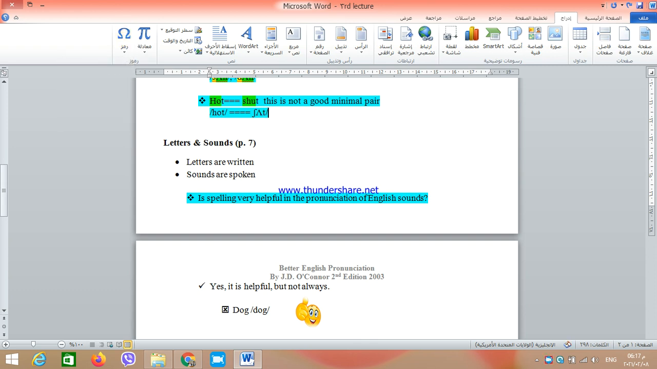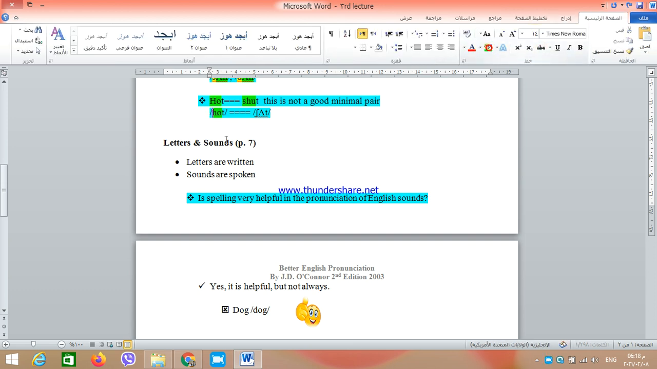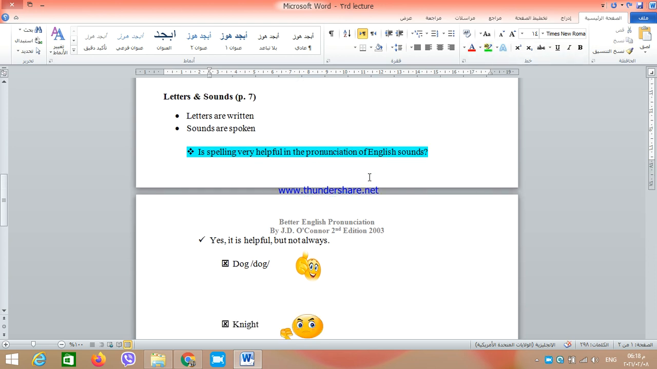Okay, so have you seen the difference? These two sounds are both different in the two words. So this is not a good minimal pair.